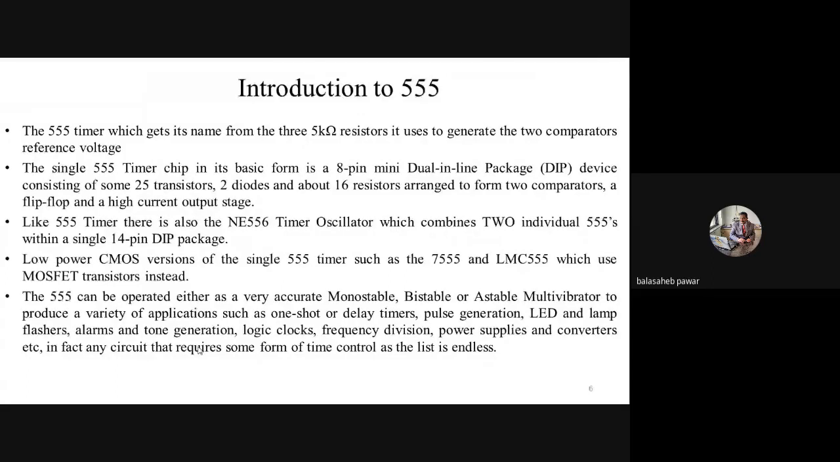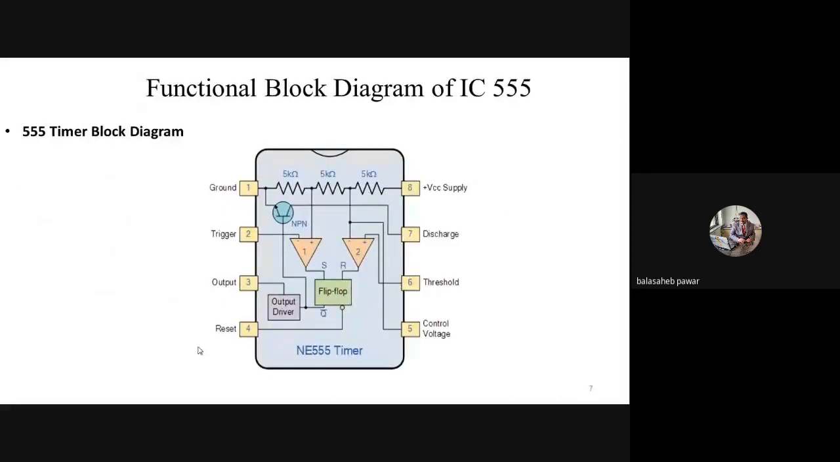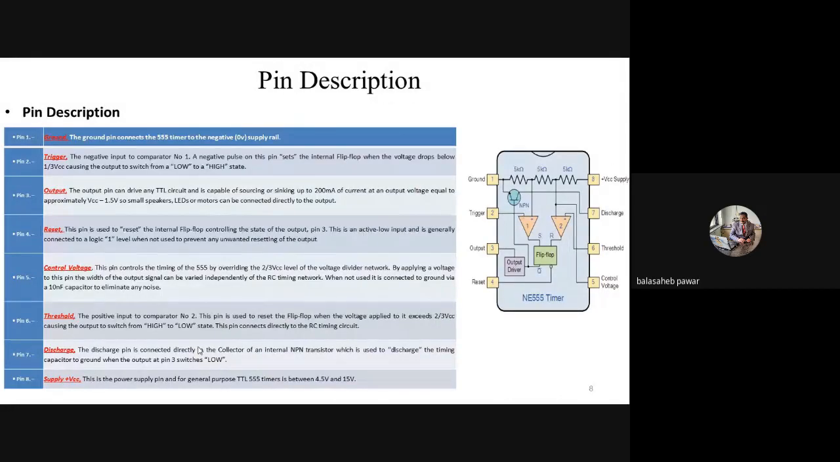In fact, any circuit that requires some form of time control, just like a PWM we can say. So the list is endless. We will discuss the applications of that IC555, but before going to that, I will highlight the limitations as well as how to use the various pins of the 555.